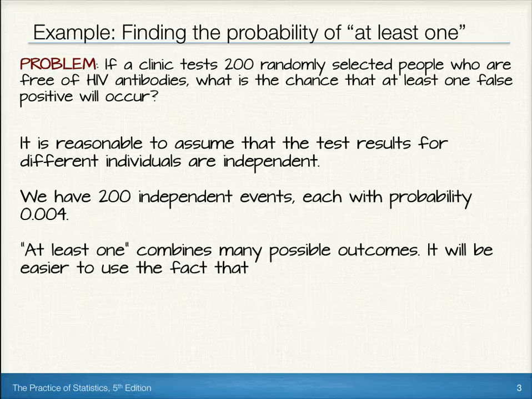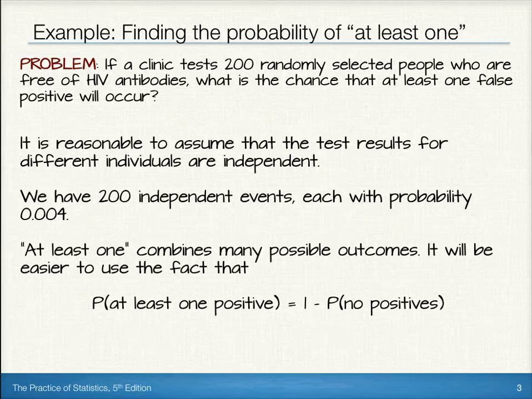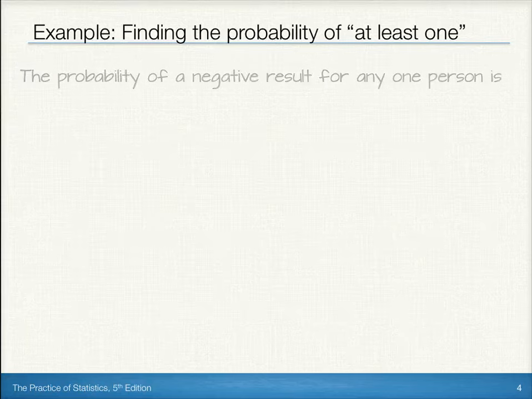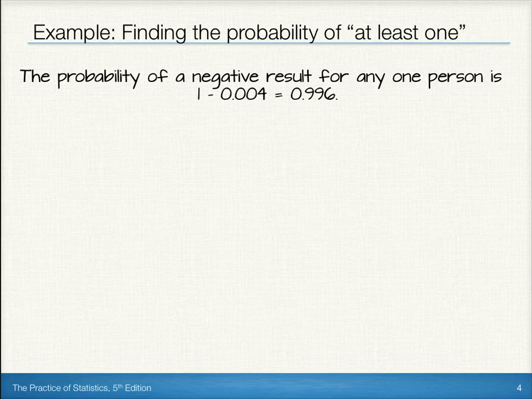So it'll actually be easier to use the fact that the probability of having at least one positive is the same as 1 minus the probability of no positives. They're complements of each other. So the probability of a negative result for any one person is the same as 1 minus 0.004, or 0.996.